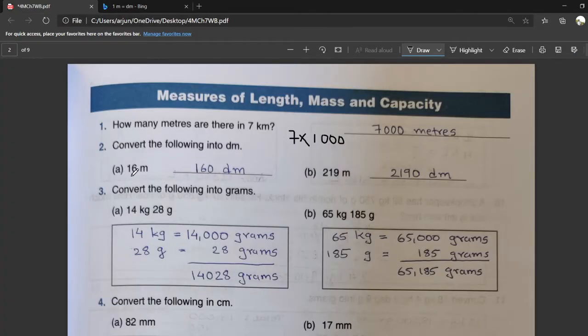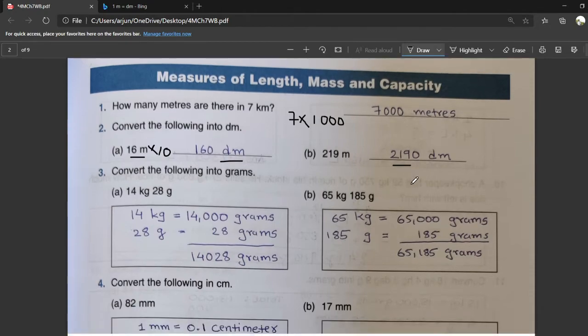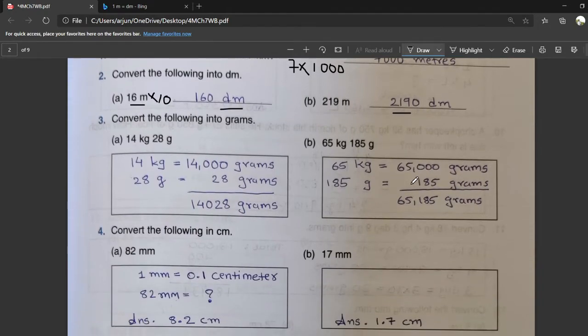So here it is done. For converting 16 meter into decimeter, you just have to multiply it by 10. So 16 into 10 is equal to 160. Now converting 219 meter into decimeter, you first multiply it by 10. 219 into 10 is equal to 2190 decimeter.